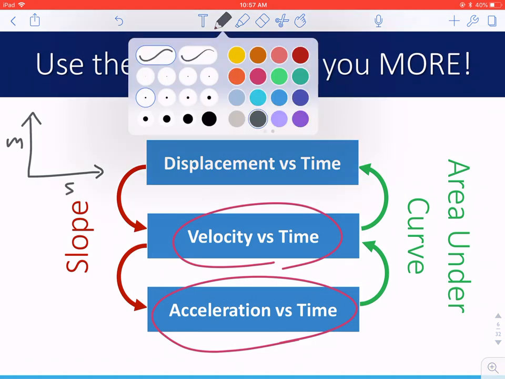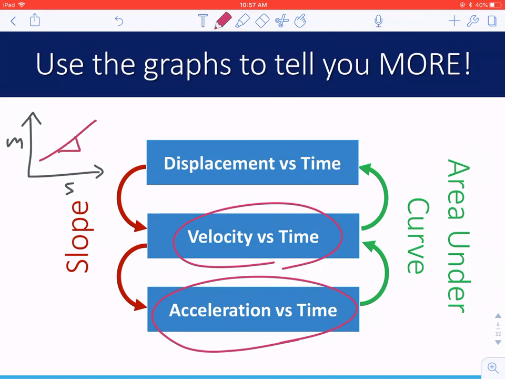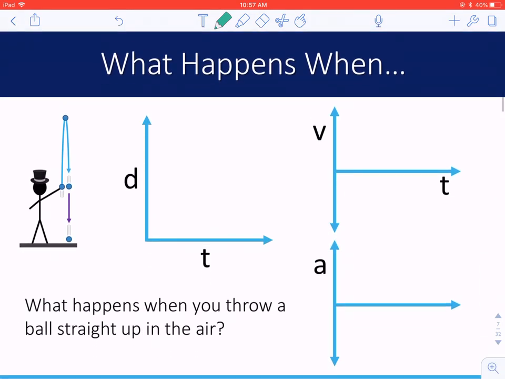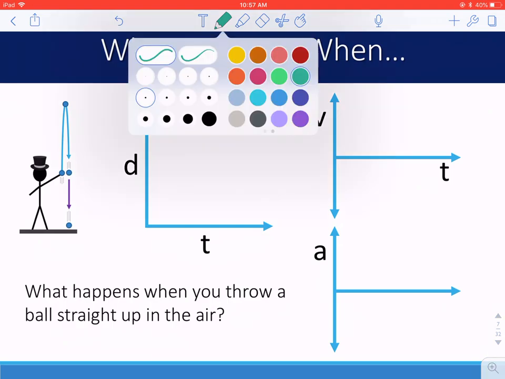If you take the slope of a line there, you have rise over run, meters divided by seconds, and that gives you meters per second, or velocity. If you go the other direction and find the area under the curve of a velocity versus time or acceleration versus time graph, that will give you something else. So the area under the curve of velocity versus time will give you the displacement, and we talked about that a few times as well.